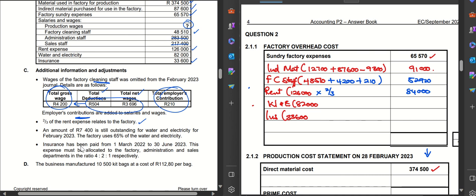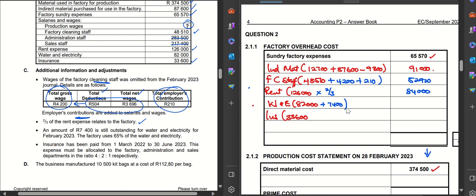The next one then says, an amount of 7.4 is still outstanding for water and electricity. So once we know an amount is outstanding, we add it, plus 7,400. That is outstanding. All right. Then we say the factory uses 65%.